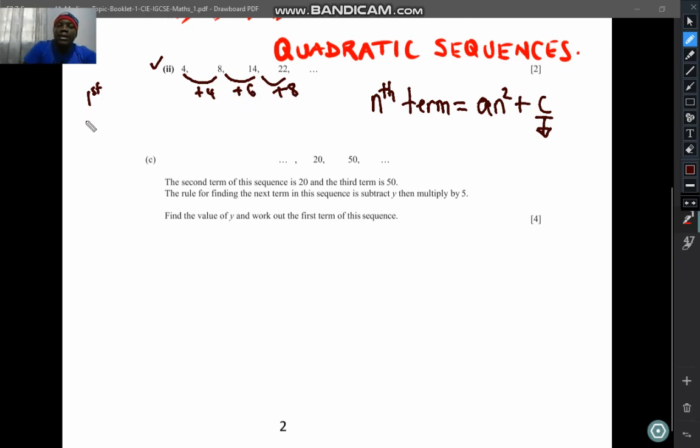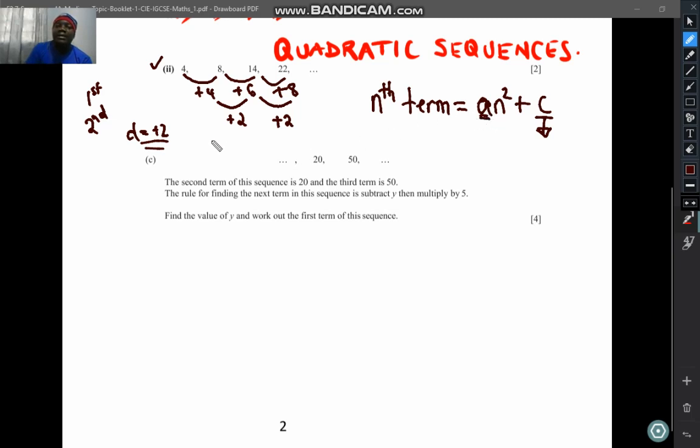So we need to go ahead and look at the second difference, the difference between two consecutive terms. The difference between 4 and 6 would be plus 2. The difference between 6 and 8 would be again plus 2, which means that this qualifies to be called a quadratic sequence. So we need to go ahead and look at the nth term. From here, our D is equal to plus 2.